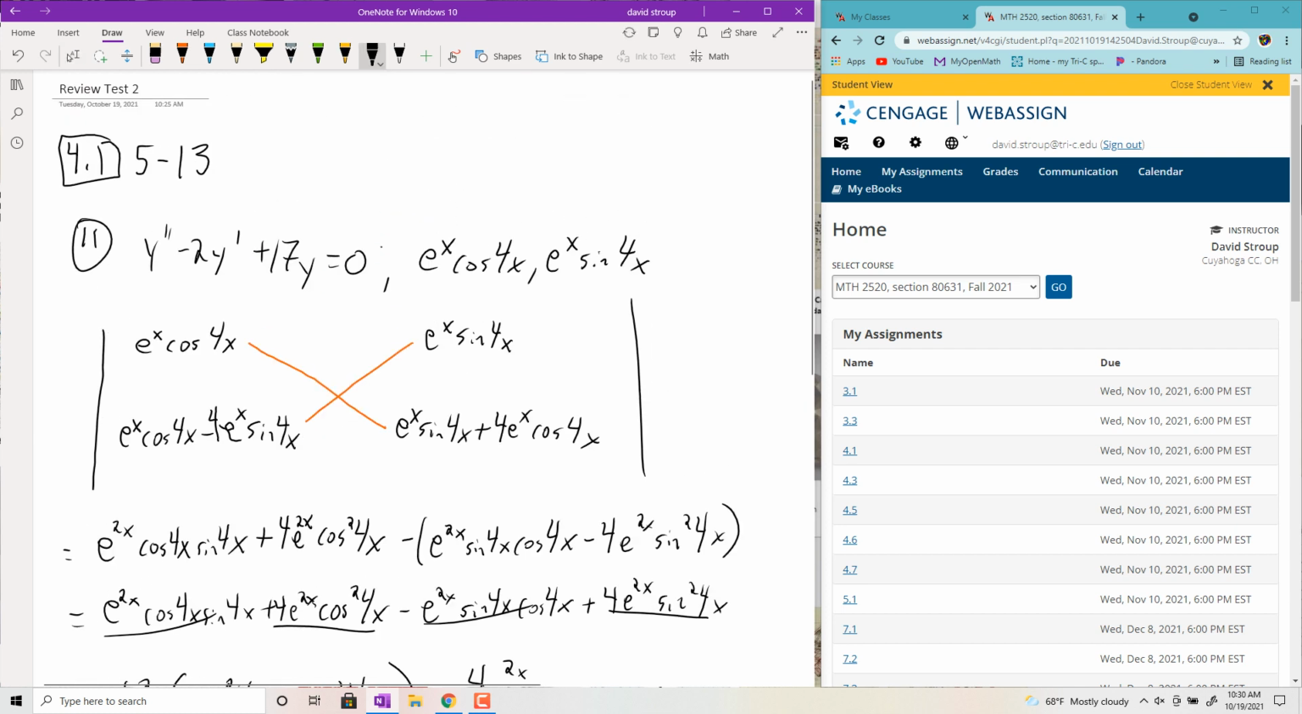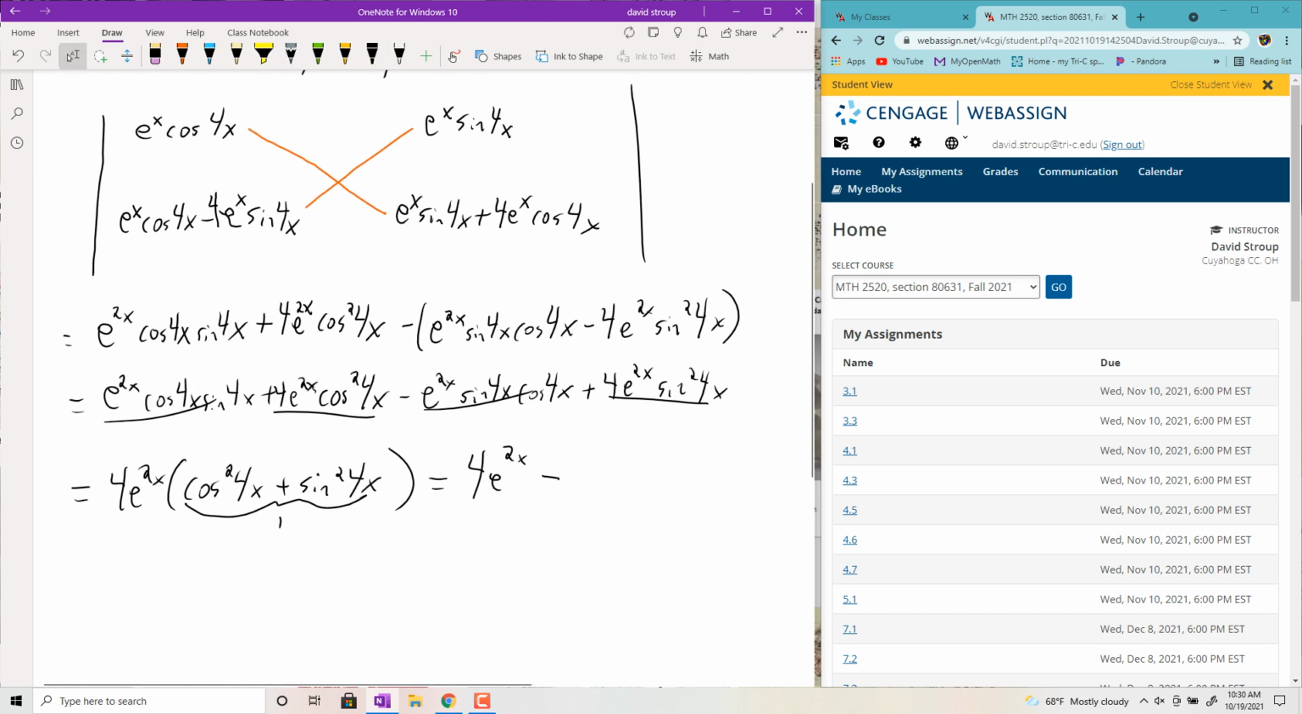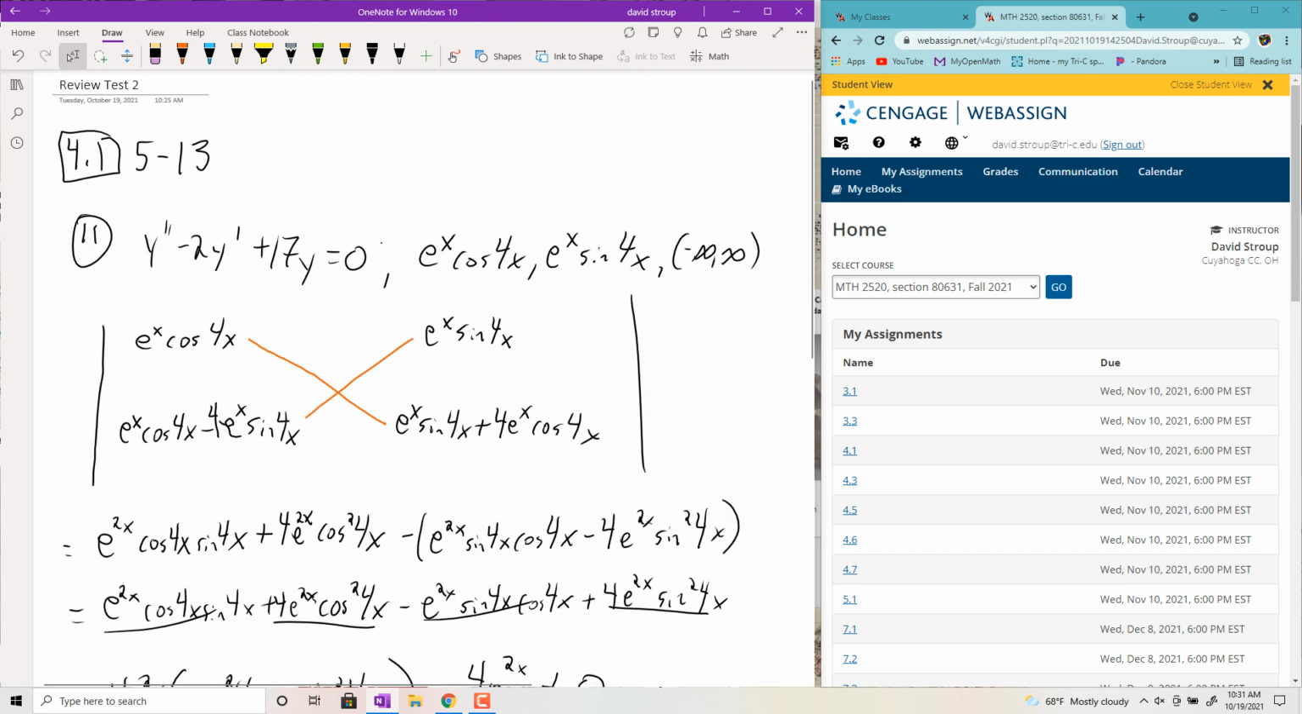I'll have to also give you some sort of interval on this one. I presume it is negative infinity to infinity. So on that interval, that function will never equal 0, and that implies it's linearly independent. Okay, so basically all I have to show is it does not equal 0, and then write up your general solution. Okay, so y will equal, just take the two functions and slap some constants in front of them. C1 e to the x cosine 4x plus C2 e to the x sine 4x. And you're done. Okay. All right, so that's 4.1 stuff.